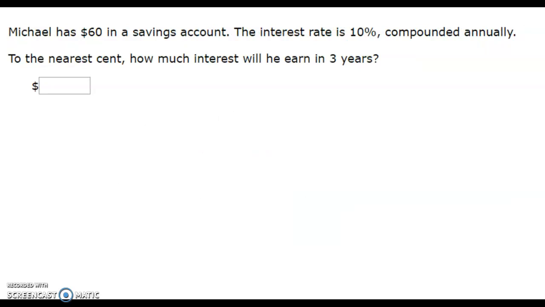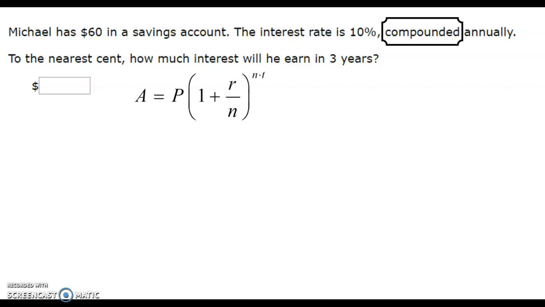Next example. Michael has $60 in his savings account. The interest rate is 10% compounded annually. To the nearest cent, how much interest will he earn in 3 years? In this particular problem, I would use the compound interest formula because we see the keyword compounded annually. The compound interest formula is A equals P times (1 plus R divided by N) raised to the N times T power.